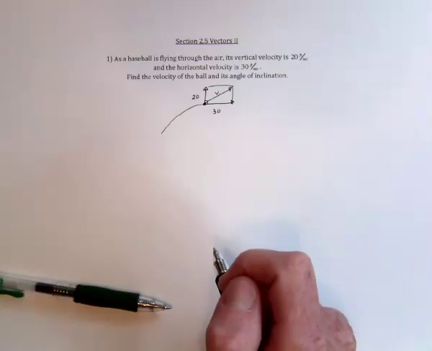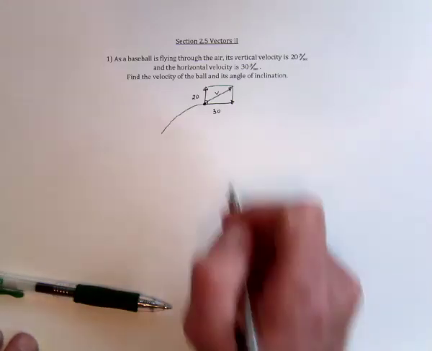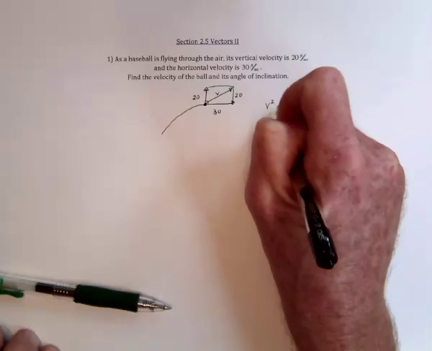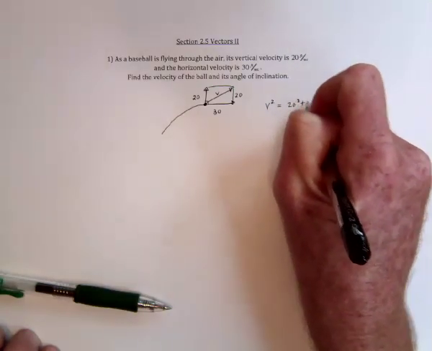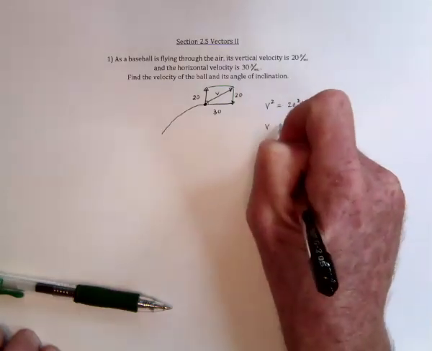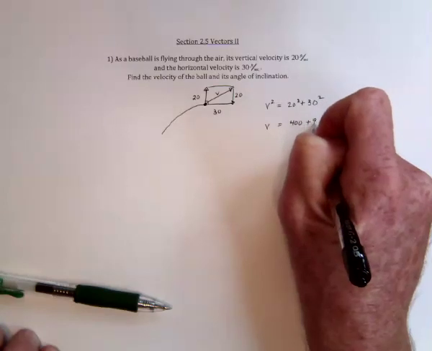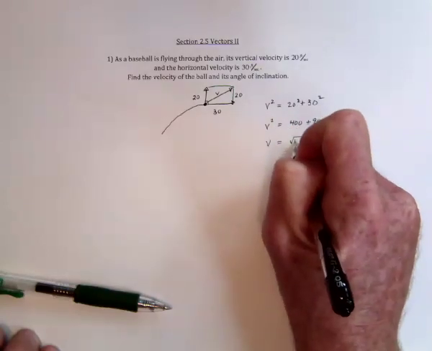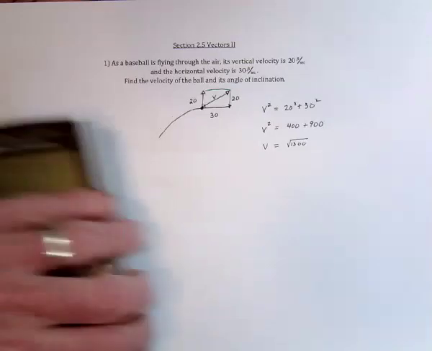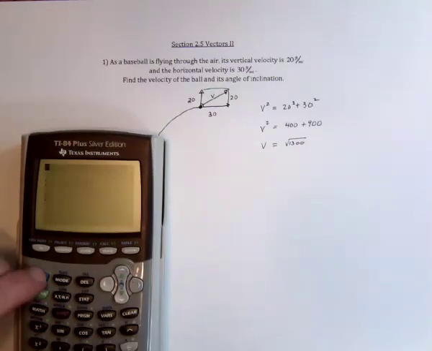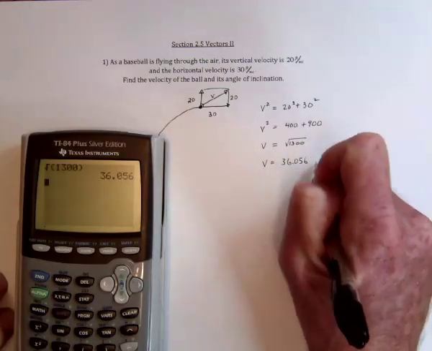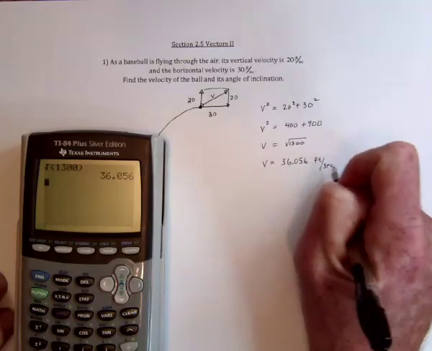And so we can then use just a right triangle. If this is a rectangle, then the opposite side has to be 20 as well. And then v squared is going to be 20 squared plus 30 squared. So that's going to be 400 plus 900. And then take the square root of 1300. It's going at about 36 feet per second.